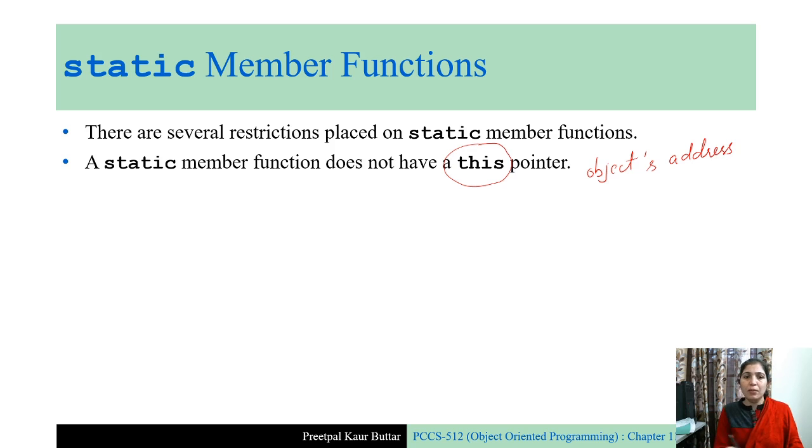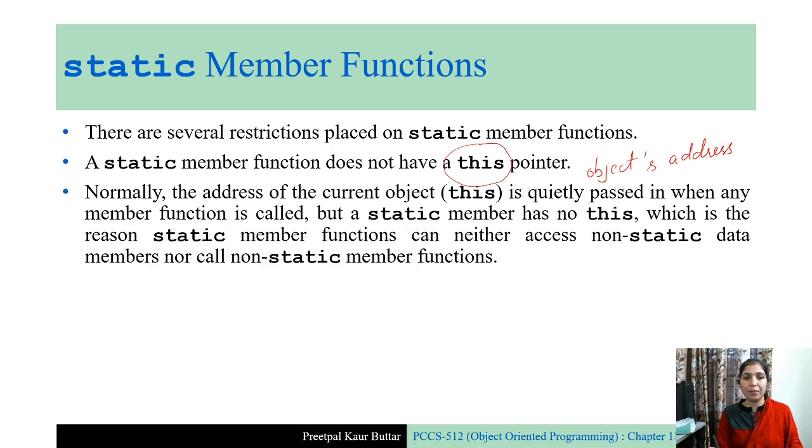But because a static member function belongs to the class, not to any particular object, it does not have to do anything with the this pointer. That is why it does not have any this pointer. Normally, the address of the current object is quietly passed when any member function is called.